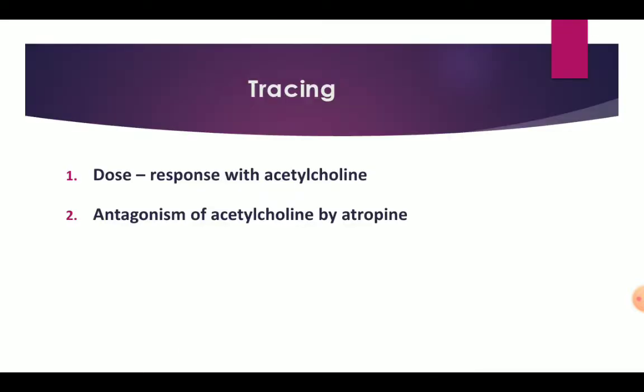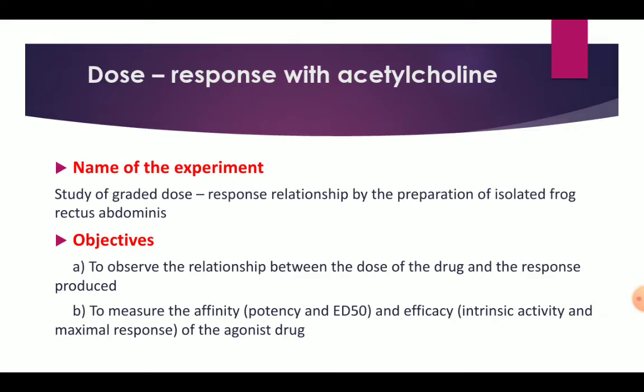There are two tracings. You can see dose response with acetylcholine, and another tracing is antagonism of acetylcholine by atropine. So any one of these two will be your tracing in the exam hall. Okay, so dose response with acetylcholine, that means you have to write down the relationship and you have to present it graphically.